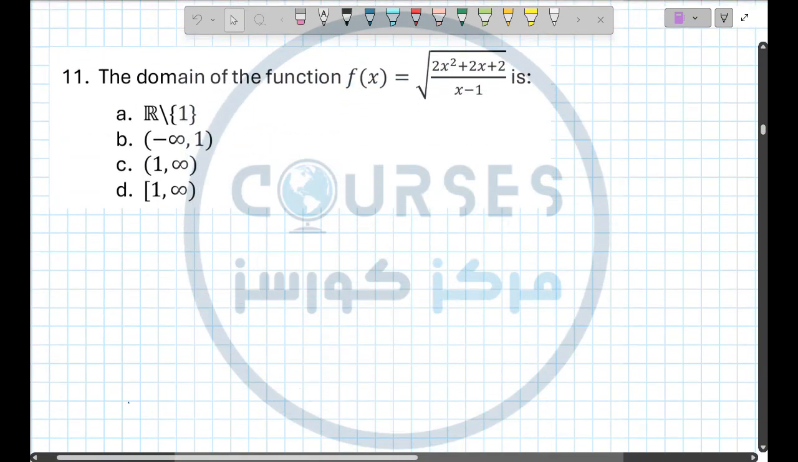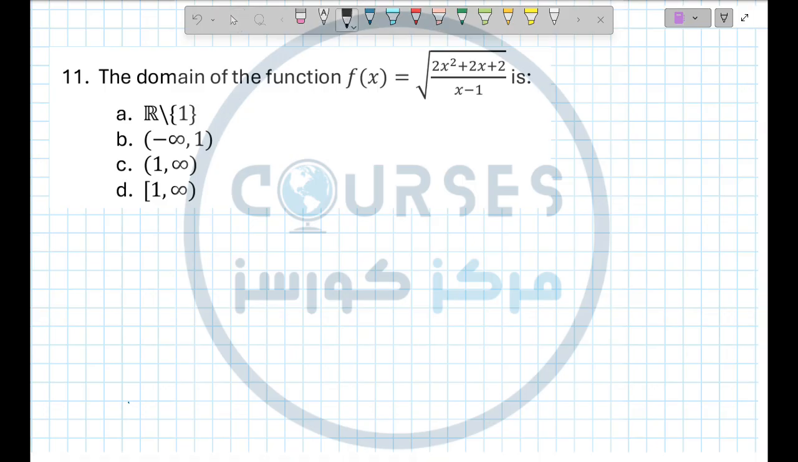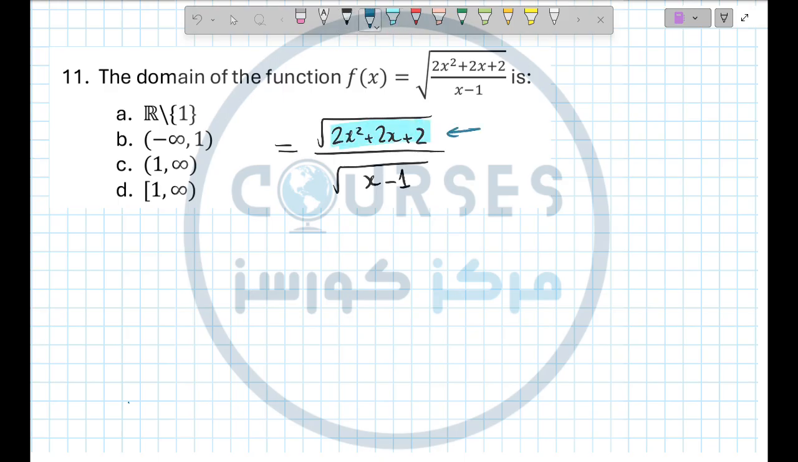Moving forward, okay, the domain of this function, we can use a nice trick because like this, it looks a little bit complicated. So we can split the root over the numerator alone and the denominator alone. So this is gonna be equal to square root of 2x squared plus 2x plus 2 over square root of x minus 1. So this is a function, let's call it f. This is another function, let's call it g.